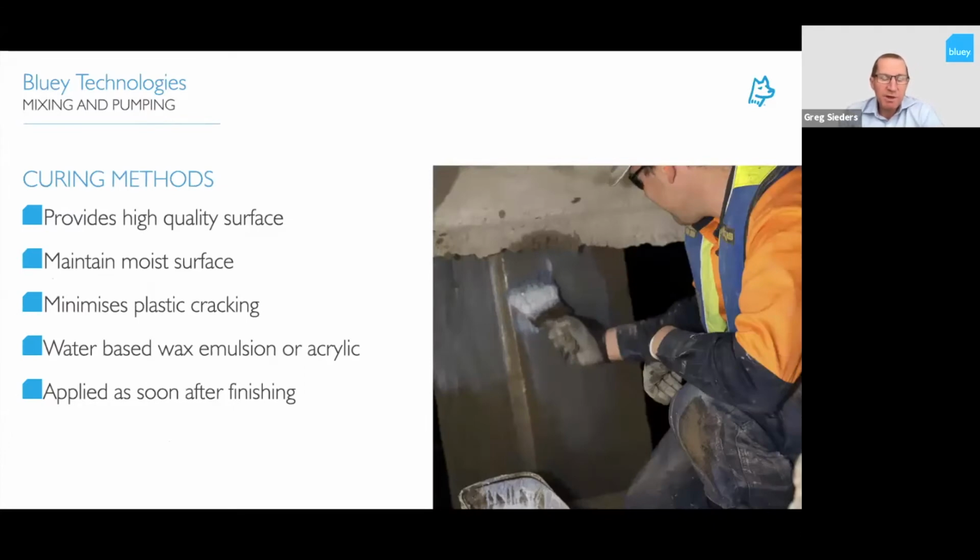So the curing methods, and why we cure the grouts: it provides a high quality surface, and it maintains the moisture within the product to give you correct curing of the grout and get all its properties. It minimises plastic cracking, and there are different ways of doing curing. You've got curing agents: water-based, wax emulsion or acrylic. You can also do a wet cure by putting wet Hessian bags over the top of the grout or your concrete pours. They are applied as soon as you finish processing and hit your initial set.